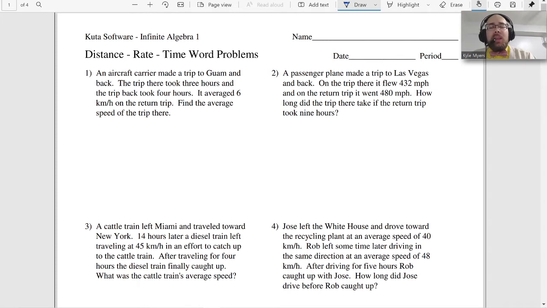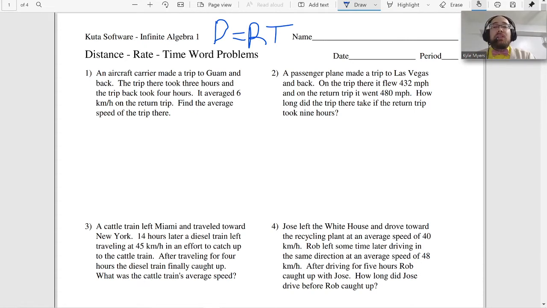We are going to solve all of these pretty much one of two ways, with maybe one or two exceptions. You're going to use distance equals rate times time. So the main formula here is distance, rate, time. Distance equals rate times time. Or you can call it the dirt formula.